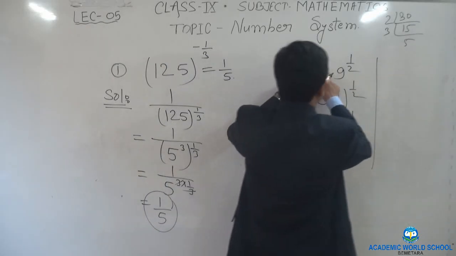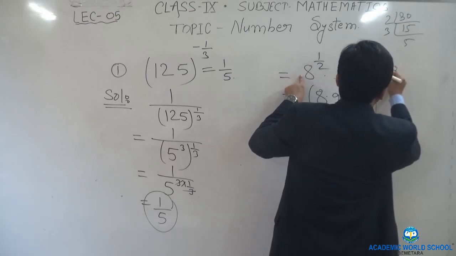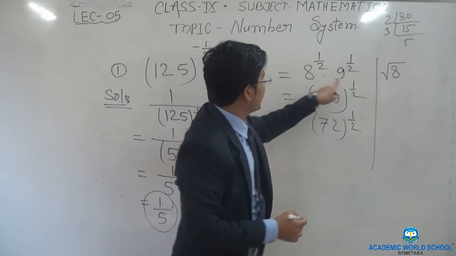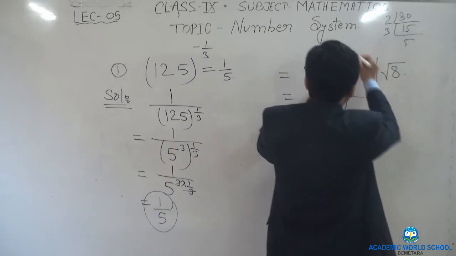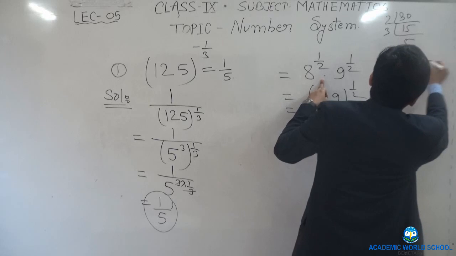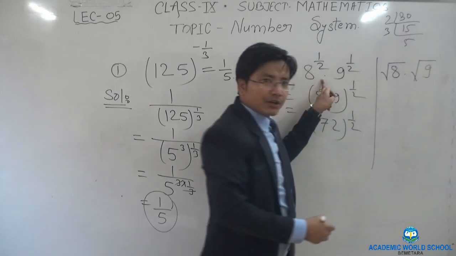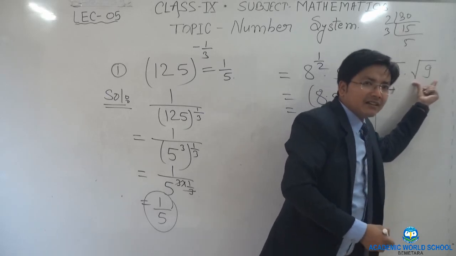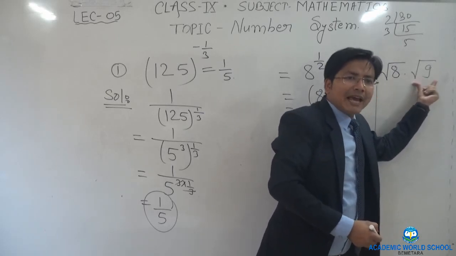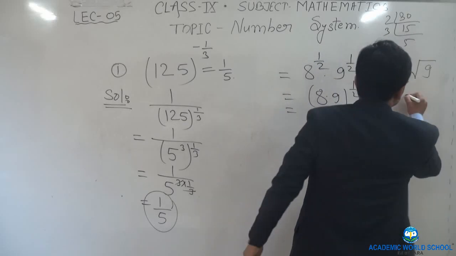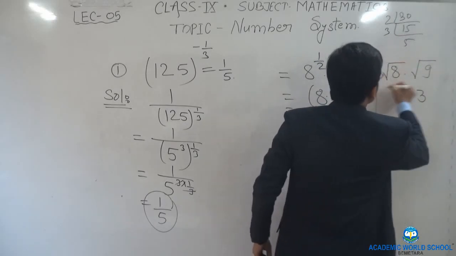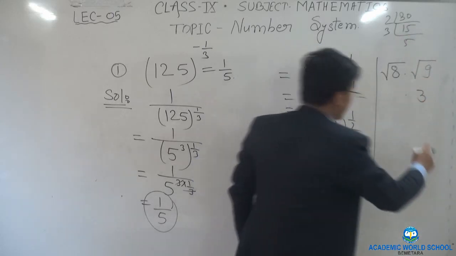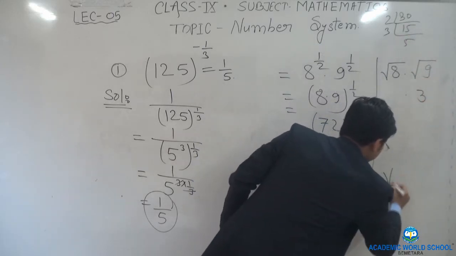The other way: this is 8 to the power 1 upon 2, so I can write this as root over 8. Yes or no? And then into root over 9, the square root of 9, and the square root of 9 is 3. And this is the square root of 8.